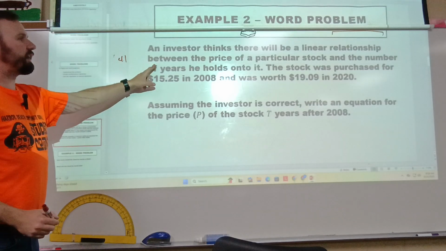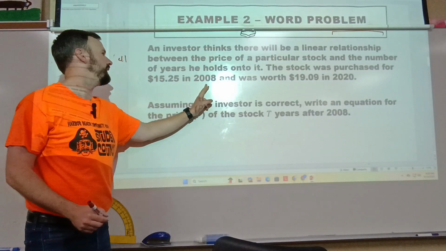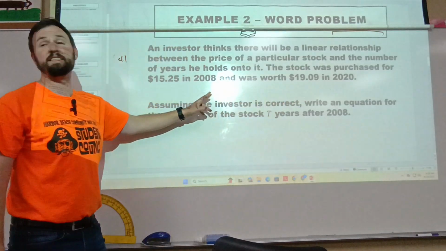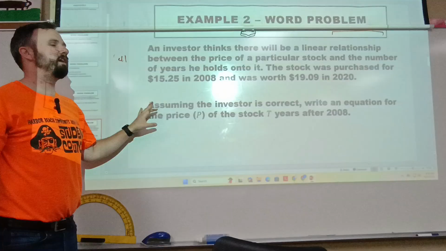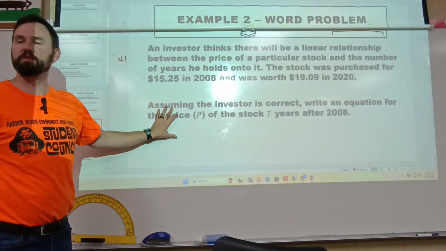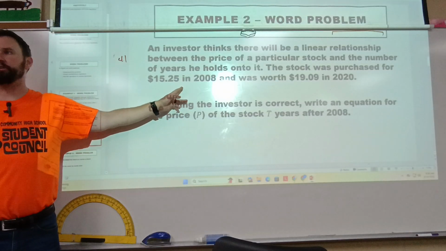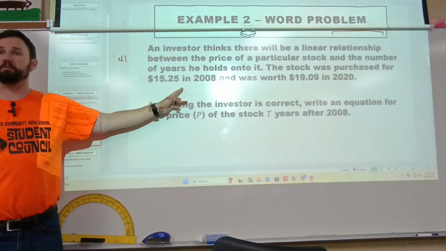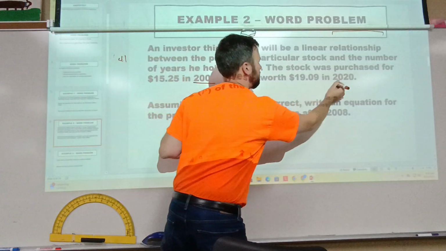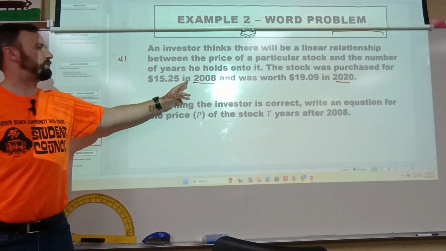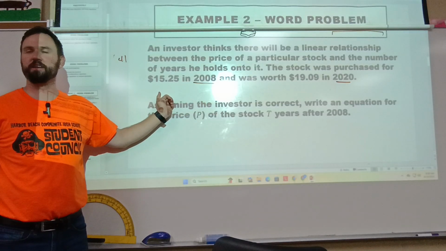So he bought a stock and he held it for some years. It's worth $15.25 in 2008 and $19.09 in 2020. That's actually not bad. And he wants an equation to find out what the stock price will be in the future. Do I have a rate here? Do I have a slope? Nope. Could I find a slope? Yeah, because I have a year. Would a stock price determine the year, or will the year determine the stock price? Does time determine prices of stuff?